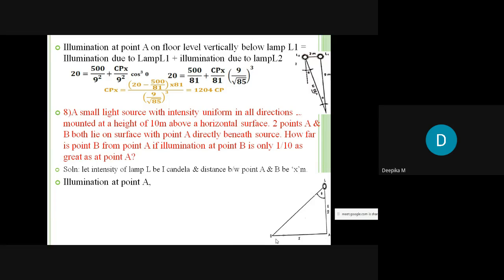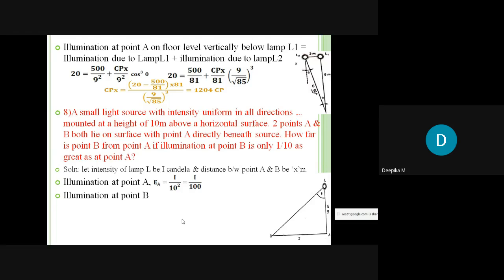So let us define this as x meter. Illumination at point A is nothing but I by h square only, which is nothing but I by 10 square. I don't know the candle power, so this I have to calculate, which is nothing but 100.